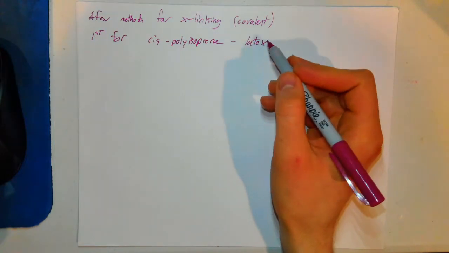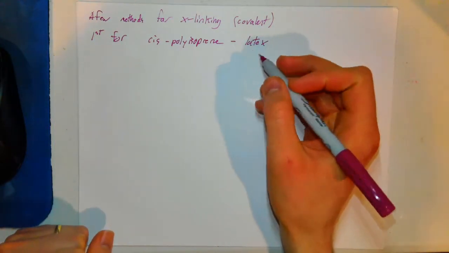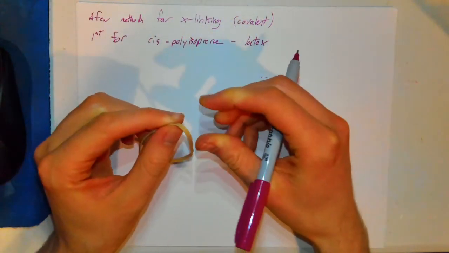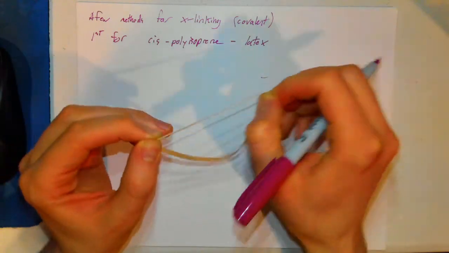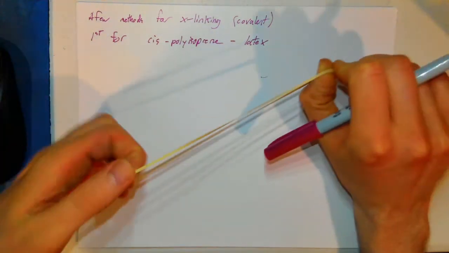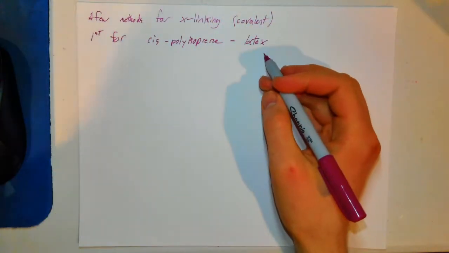It's the rubber that makes up our balloons. It's the rubber that makes up many types of rubber bands, right? Not very stiff, pretty stretchy, large strain to failure, but this piece of rubber I can break with my hands. Not a super strong material.